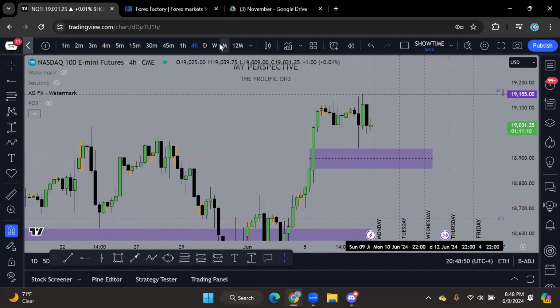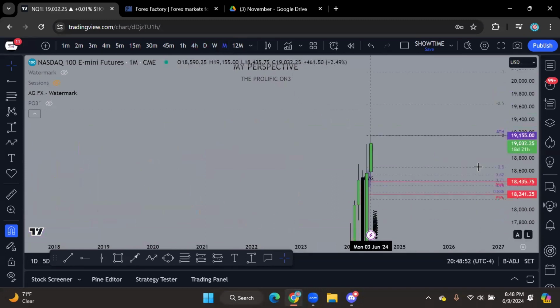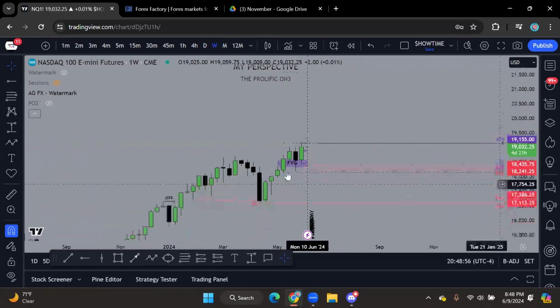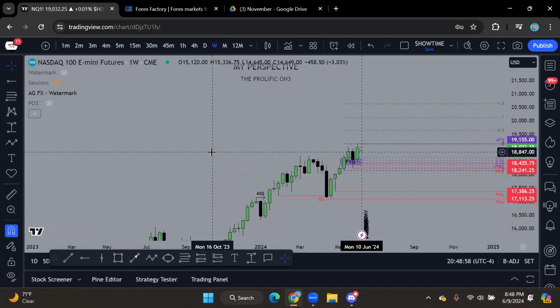So this week I still am in favor of price being bullish on the indexes, because for those who don't know, stock indexes are always going to be long-term bullish.